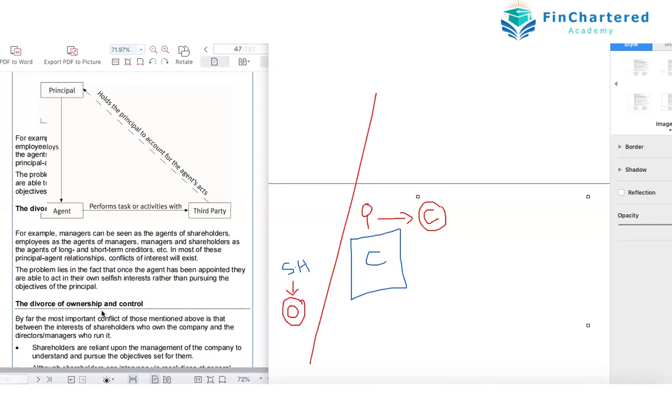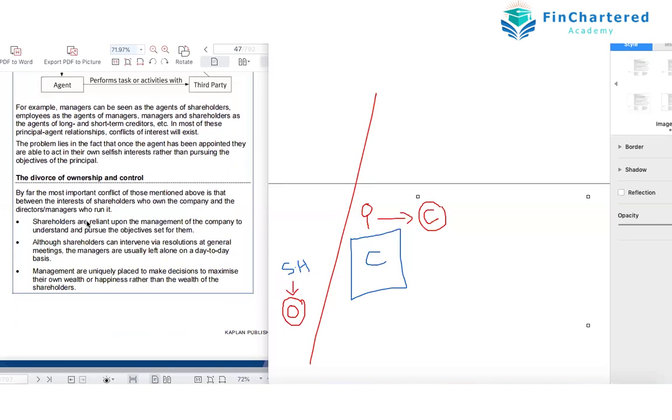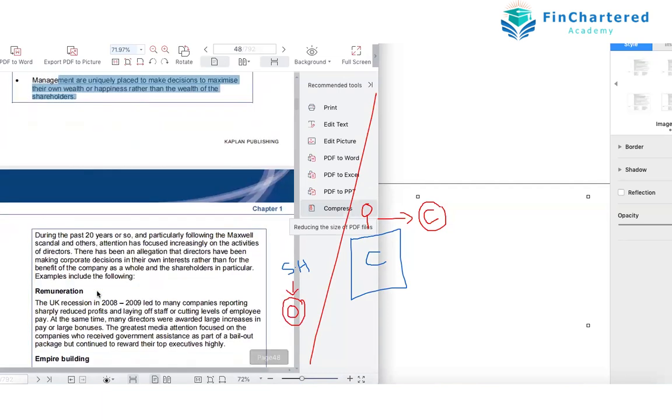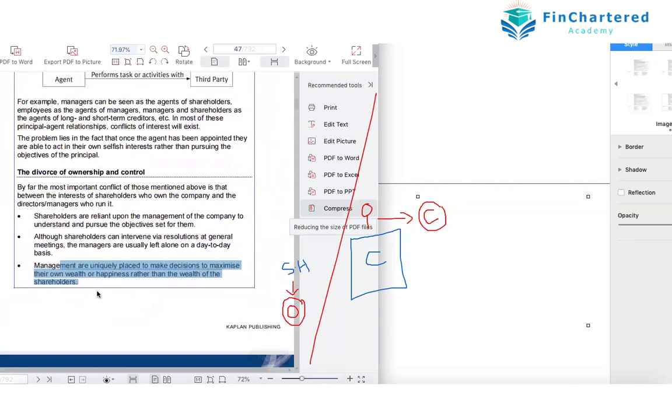We can just, for the next 2 minutes, read what is there. Shareholders are reliant upon the management to run the company on their behalf. Shareholders can intervene, yes, they can interfere, but they don't get themselves involved in the day-to-day operations of the business. And management, they are the ones who are actually in control. They are uniquely placed to make decisions. Things are in their hands. Things are in their control. Right? So that is what we mean by the divorce of ownership and control.